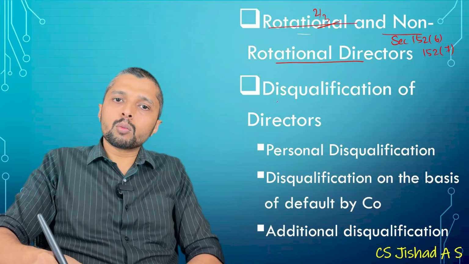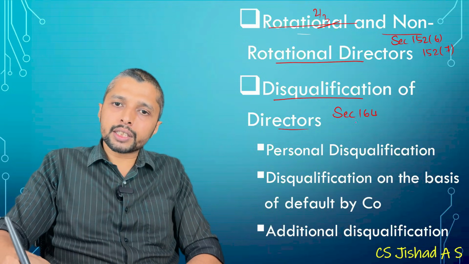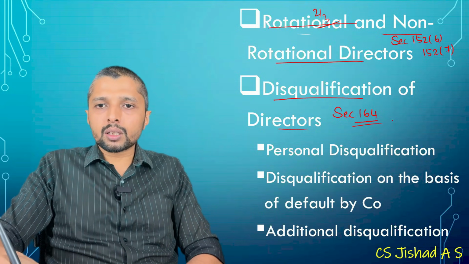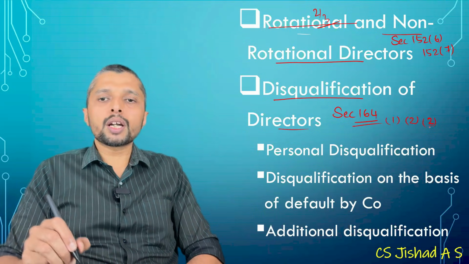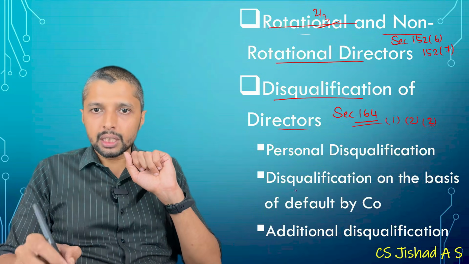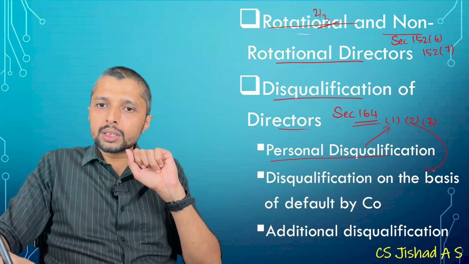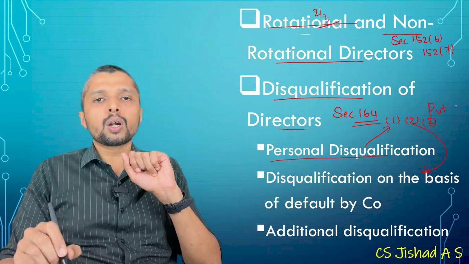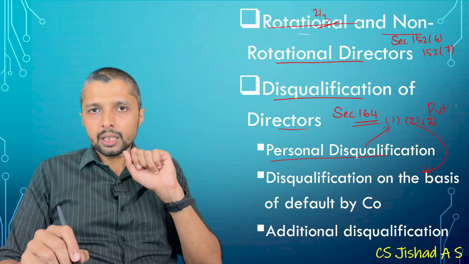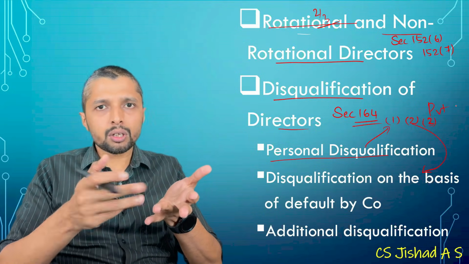Then we will move to the concept of disqualification of directors, which is explained under Section 164. There are 3 kinds of disqualification: subsection 1, subsection 2 and subsection 3. Subsection 1 is personal disqualification. Then subsection 2 is on the basis of default by the company. Subsection 3 is additional disqualification only for private companies. Personal disqualification includes unsound mind, undischarged insolvent, etc.